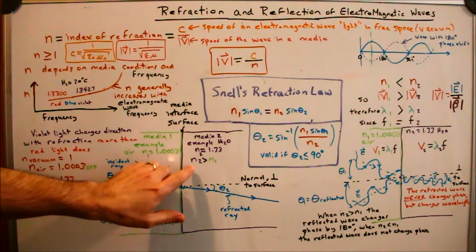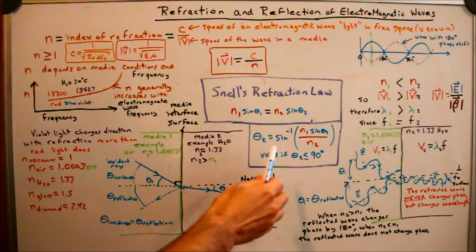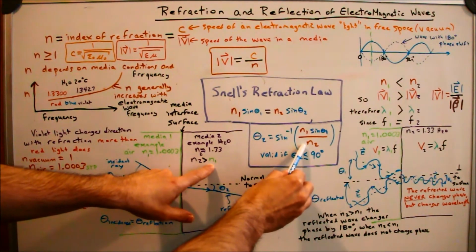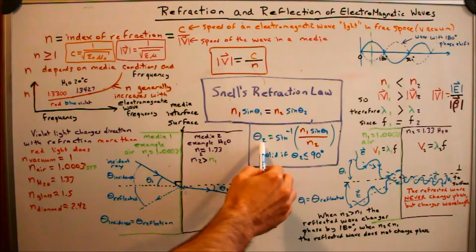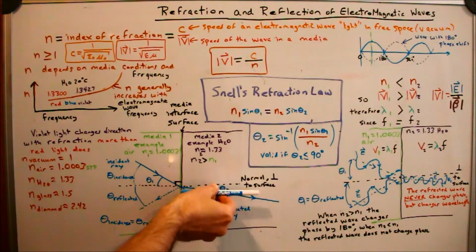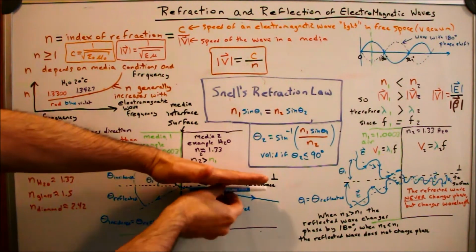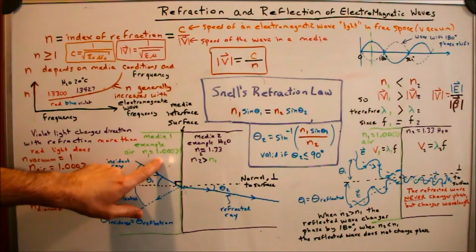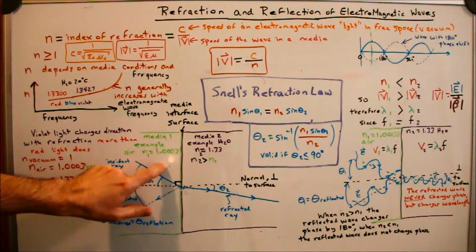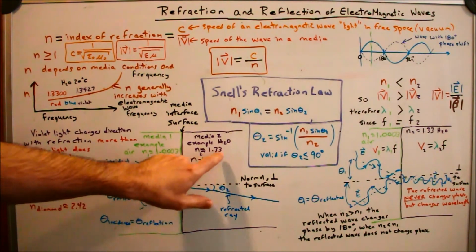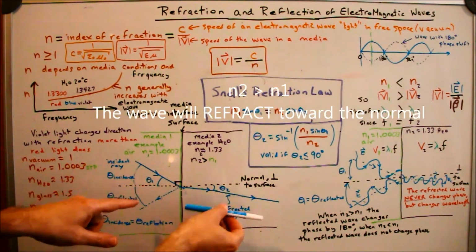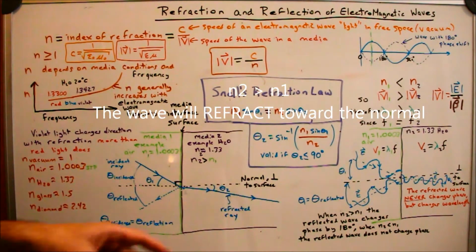Now that will not happen for this case, because if I go to a higher index of refraction in the second media, then this becomes a smaller number, and the angle also becomes smaller. So the angle relative to the normal gets smaller. Every time I go from the low index of refraction, high speed media to a lower speed media, higher index of refraction, this angle will get smaller and it will refract towards the normal. And so I will never have that case.